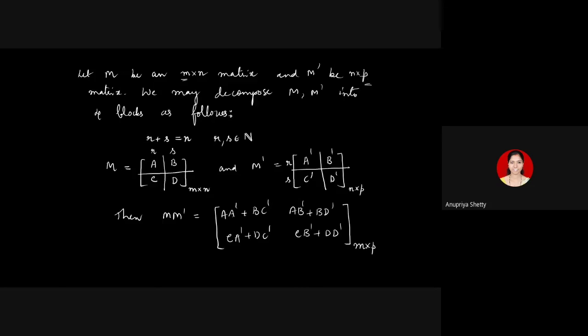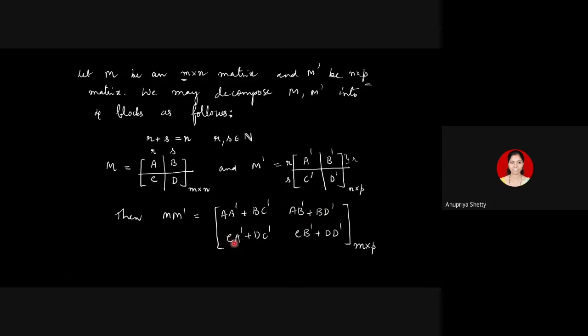Once again, here A is there. What is the number of columns in A? R. What is the number of rows in B dash? How many rows does B dash have? It is R here. In B dash, there are R rows. So A has R columns, B dash has R rows. This is defined. B has S columns, D dash has S rows. Right? D dash also has S rows. B has S columns. So this is defined.